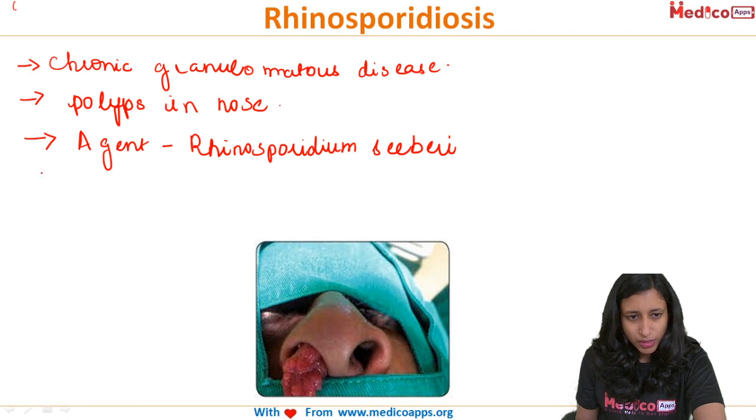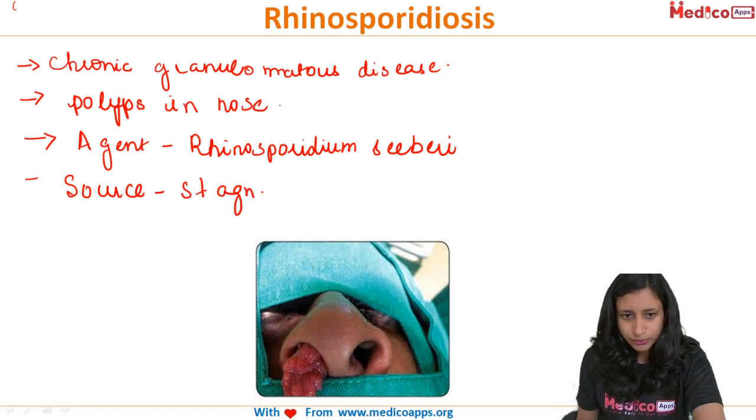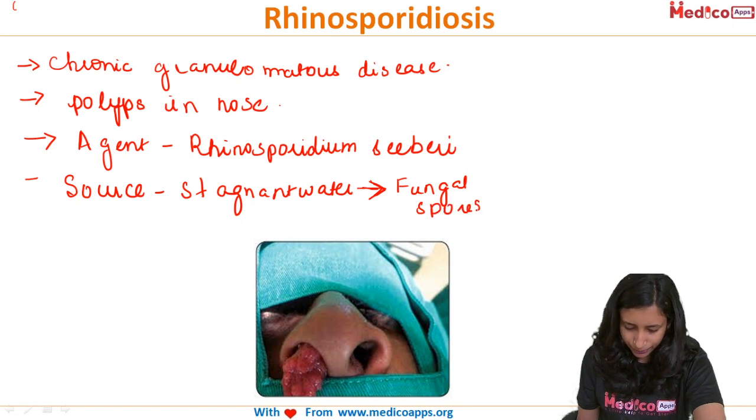Now, what is the source? Where do you get this infection from? So most commonly it is from stagnant water. So stagnant water is an important source, where usually there is a history of people bathing in lakes, which contain stagnant water, and there are fungal spores there. Now these fungal spores are inhaled when somebody is taking a bath in a contaminated pond or a river.